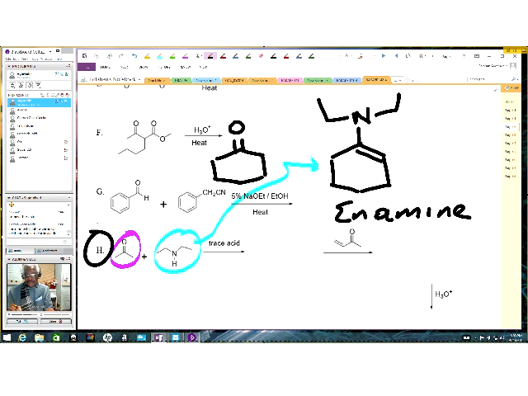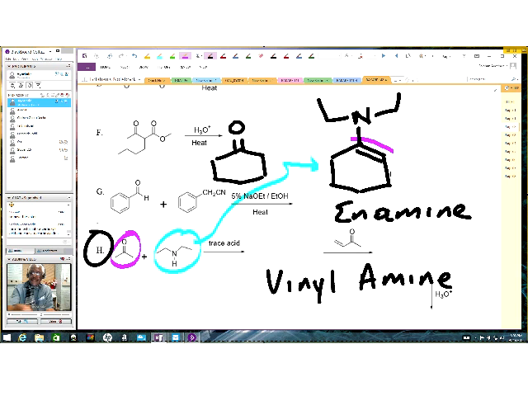Now, what have we done here? This enamine, you may want to look at it as nitrogen attached to a carbon-carbon double bond, which you could think of as a vinyl amine, because sometimes we refer to a carbon-carbon double bond as a vinyl group. So an enamine is a carbon-carbon double bond attached to nitrogen, and that happens anytime you have a secondary amine reacting with a ketone. Just keep that in mind.